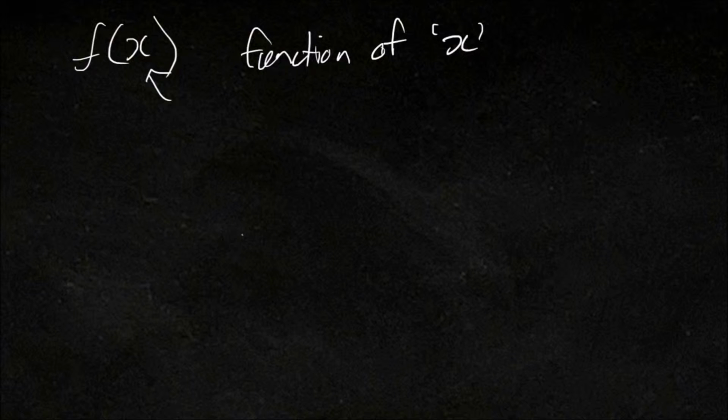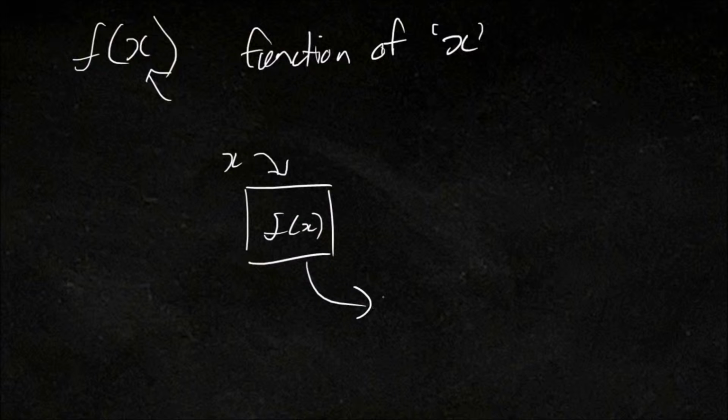You can think of a function as a box where we put our value for x in and out comes our result. And depending on what value of x we use, whether x is equal to 1 or 10 or minus 8, our result will depend on which value of x we put in.